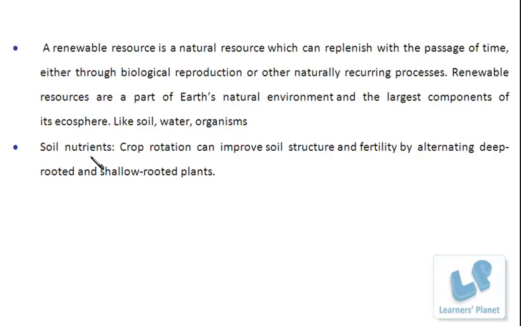See, soil. It's soil where we grow the different plants. Plants need nutrients. So soil nutrients can be improved, or the soil structure or fertility can be improved by crop rotation. Crop rotation can improve soil structure and fertility by alternating deep-rooted and shallow-rooted plants. Firstly, the deep-rooted plant is planted, then the shallow-rooted plant, so that the quality of the soil is improved.